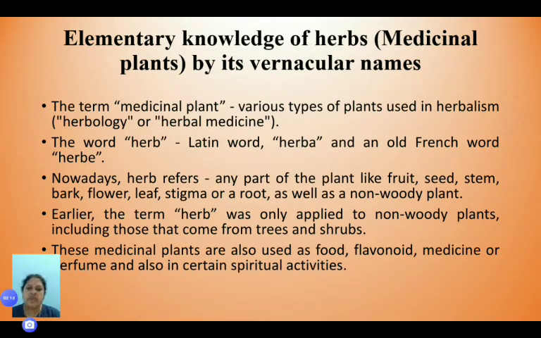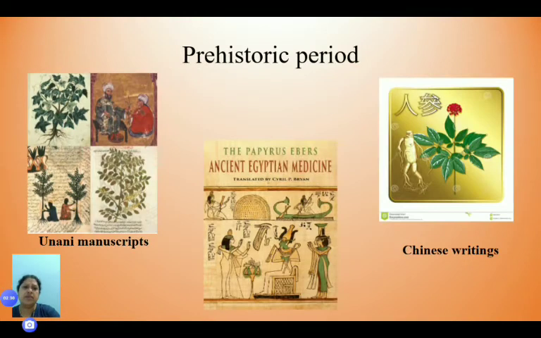So why are these medicinal plants used? You will be thinking why these plant sources are used: mainly for food, then for flavonoids, then medicines or perfume, and also in some spiritual activities. Plants were used in the prehistoric period also. Mostly you can see these pictures.